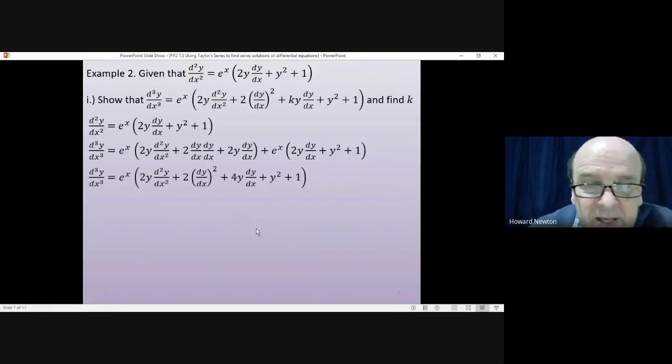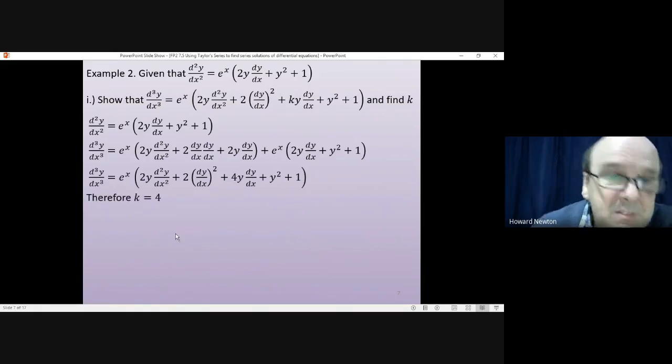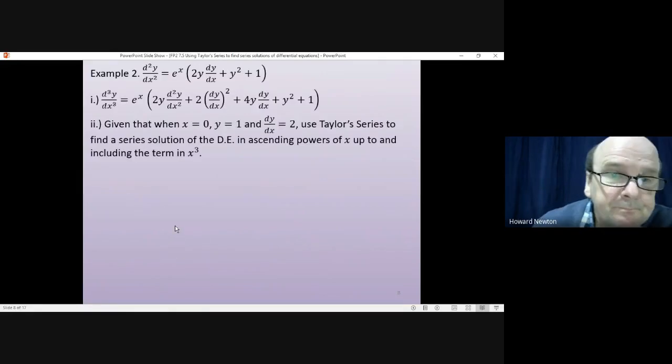Factorizing, taking e to the x outside, and dy by dx times dy by dx is just the same thing as dy by dx squared. And joining these two y dy by dx's together gives us that. And that's in the form we were asked to find, where k here is equal to 4. So that's part 1 done.